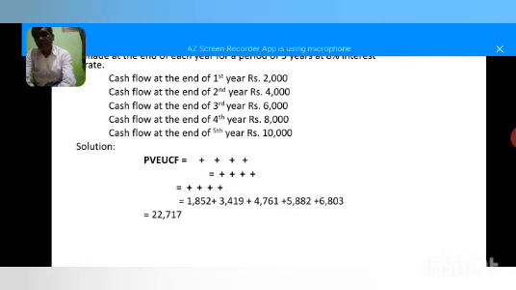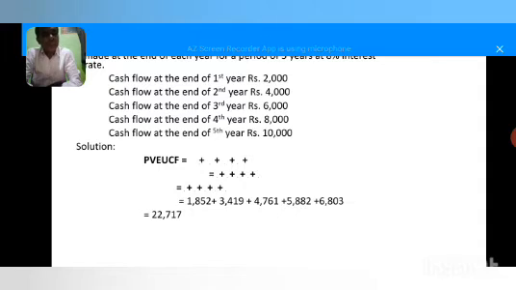Total amount of cash received is 30,000. Present value is 22,717. The remaining balancing figure we call interest. So we can explain it with the help of another formula.